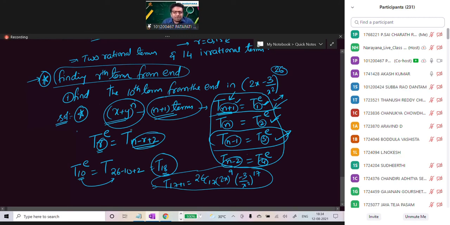See, personally, I don't remember this. That's why I have derived this. Whenever someone asks me the rth term from the end, I'll just write T(n plus 1 minus r) is the rth term from the end. Okay, the sum is n plus 2. So whatever you write here, the sum of these two should be 26 plus 2, 28. So I get 18. You see?